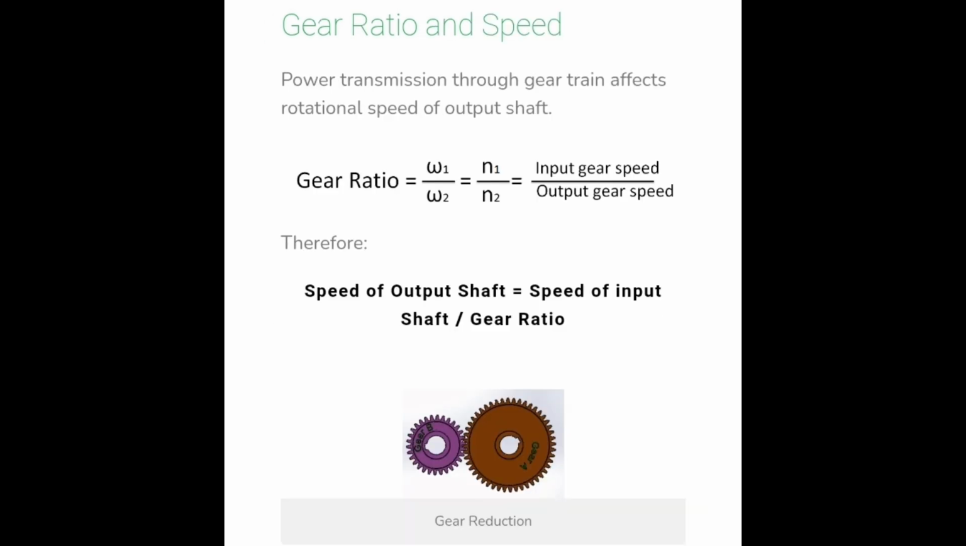Gear ratio and speed. Power transmission through a gear train affects the rotational speed of the output shaft. Gear ratio W1 upon W2 is equal to N1 upon N2, that is input gear speed upon output gear speed. Therefore, speed of output shaft is equal to speed of input shaft upon gear ratio.